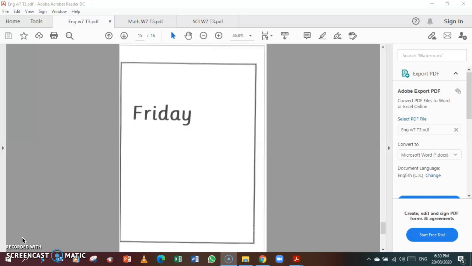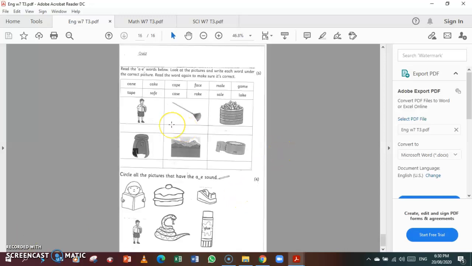Get your English activity pack out and start with this quiz over here. Okay, I will read the instructions to you. So, read the words below, okay? And look at the pictures and write each word under the correct picture.